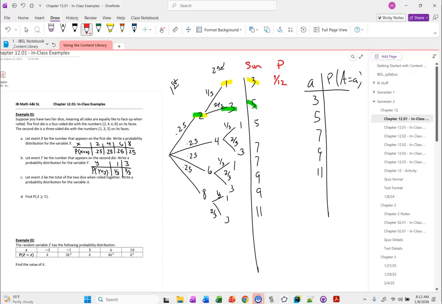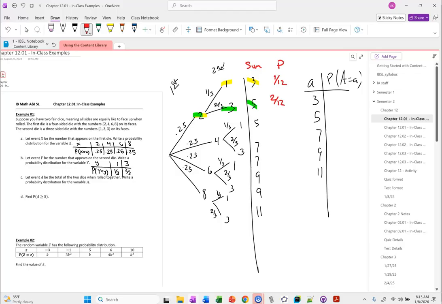Here we have 1/4 times 2/3, so that's going to be 2/12. I know I could reduce that, but I'm going to leave them unreduced because it's going to make it easier to check my probability distribution if I have a common denominator across all my fractions. And the IB doesn't care if you reduce or not.